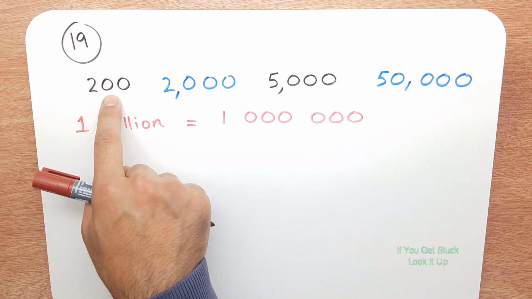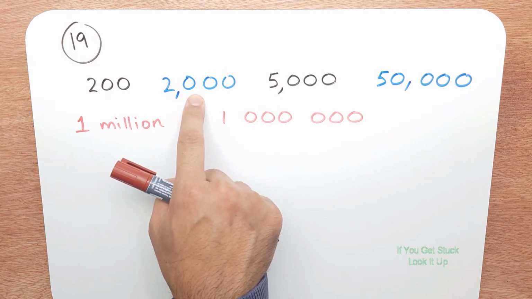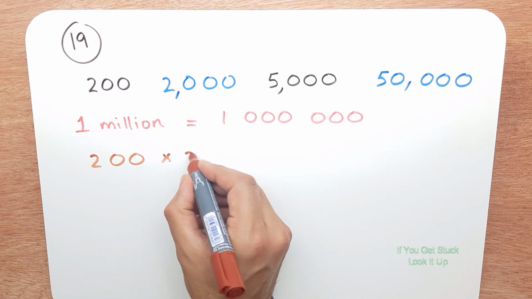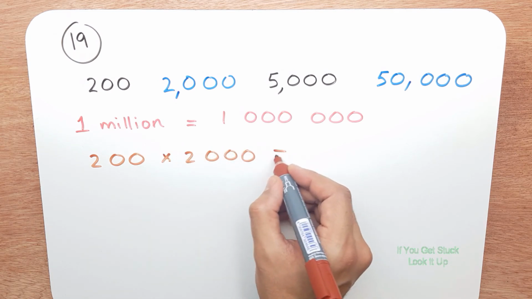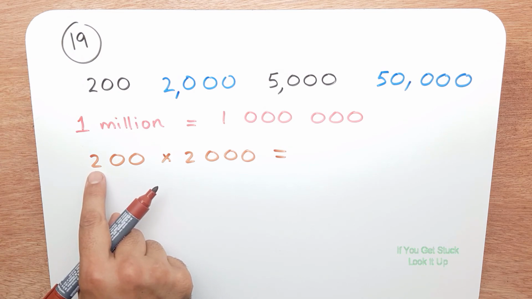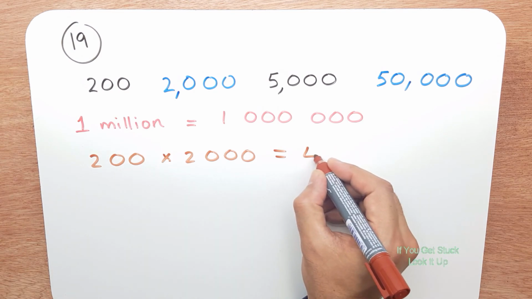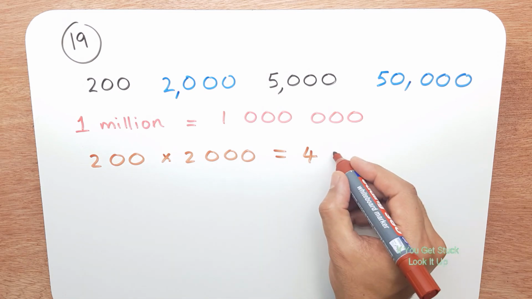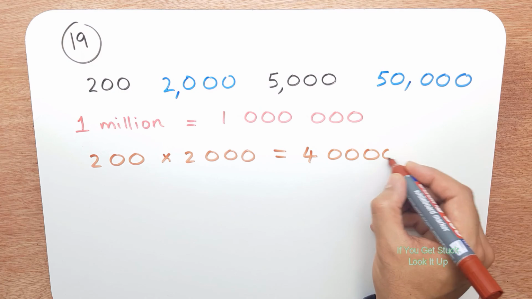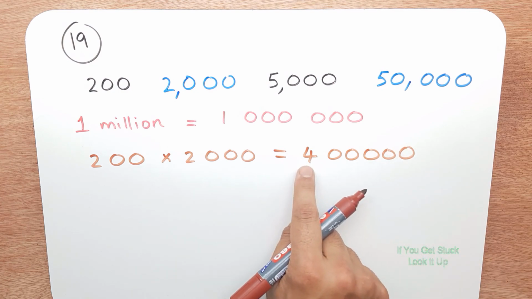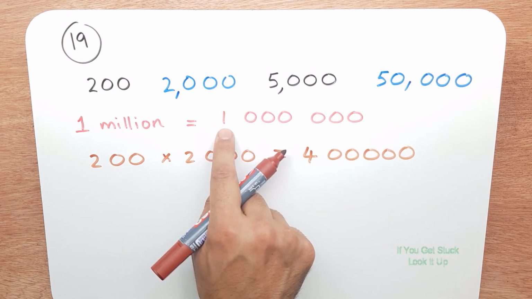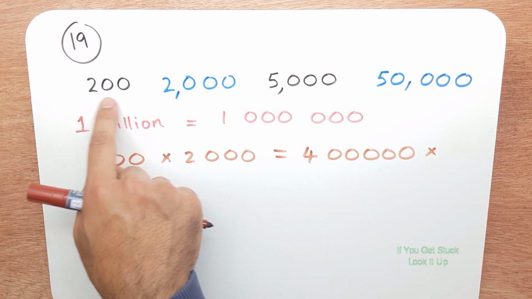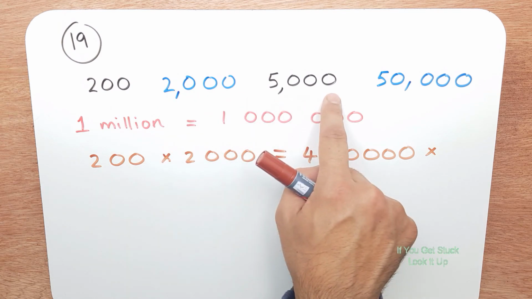So if I did 200 times 2000, I know that's not going to work. Because the shortcut is 2 times 2 is 4. And I add 1, 2, 3, 4, 5 zeros. And we don't want 4, we want 1. So that's no good. So what I'm going to try now is 200 times 5,000.